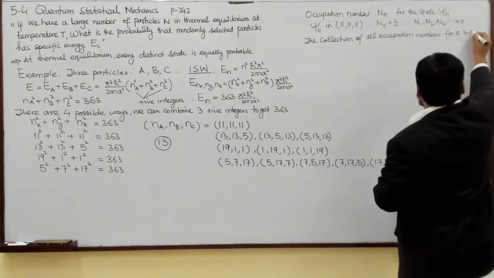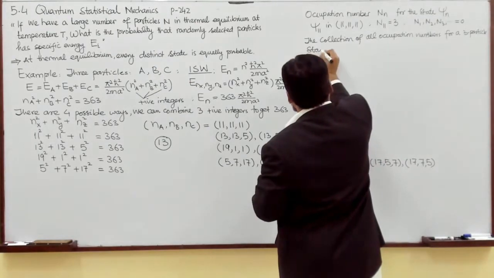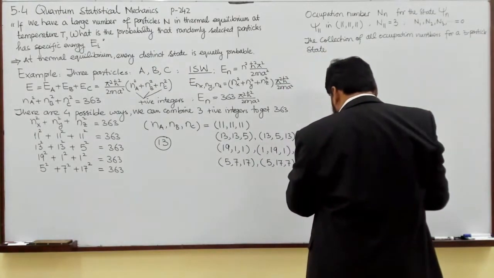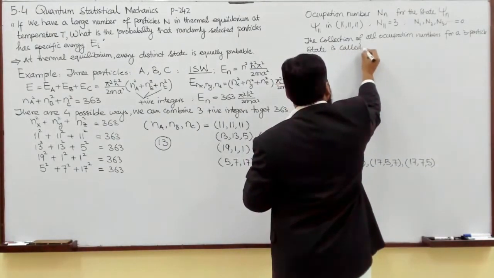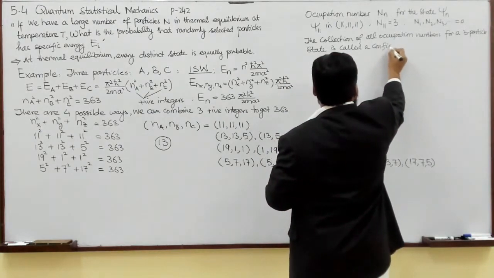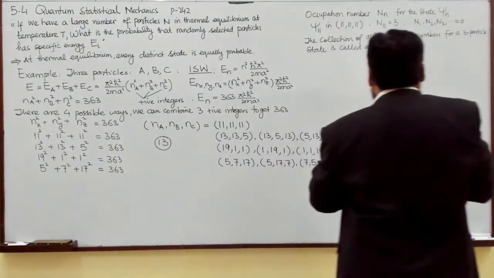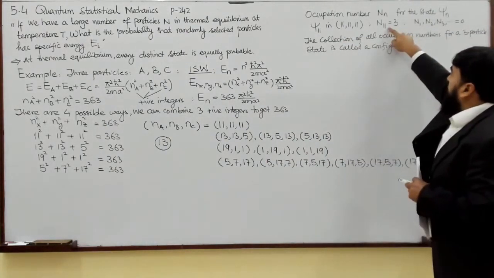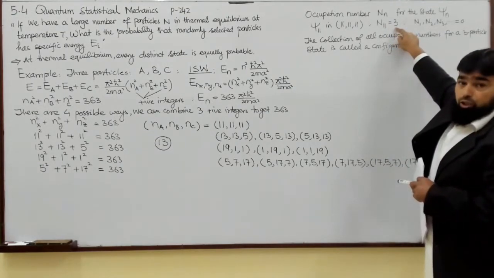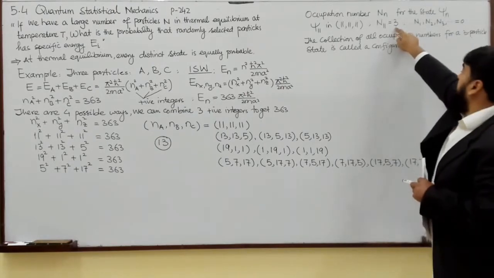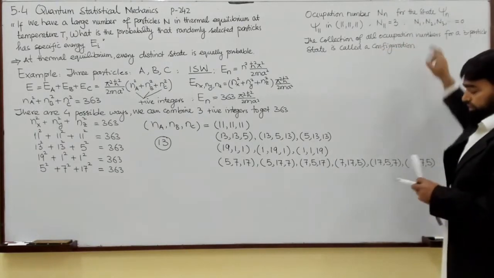A 3-particle state... for a 3-particle state is called the configuration. Like for this state, N11 is non-zero. The occupation number is non-zero, it is 3. So it's a configuration. Means all collection of all occupation numbers is the configuration.